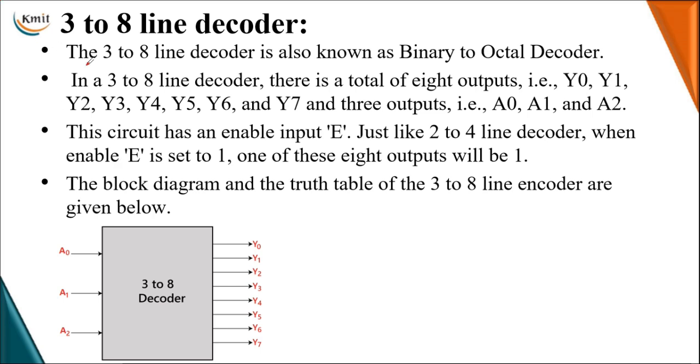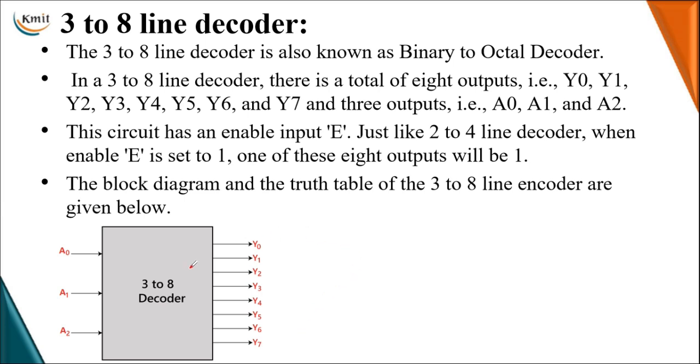Next, let me move to the design of the 3 to 8 line decoder. It has 3 inputs and 8 outputs. We label the inputs A0 to A2. A0, A1, A2 are the inputs of your 3 to 8 decoder, and the outputs available for this decoder are Y0 to Y7, labeled as Y0, Y1, Y2, Y3, Y4, Y5, Y6, Y7.